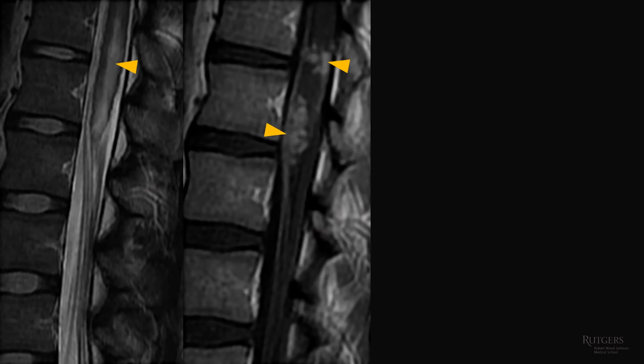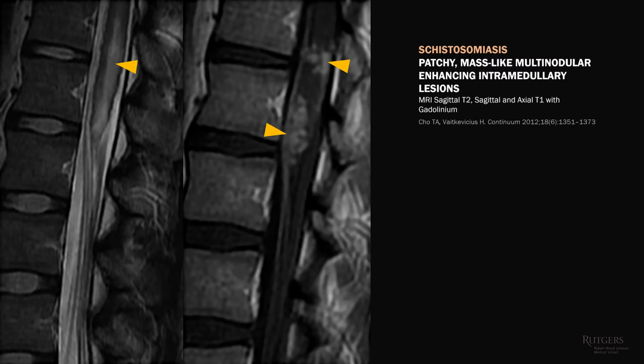This is the fifth type of MRI lesion seen in infections. Here we have a sagittal T2 and a sagittal T1 with contrast, showing patchy, mass-like, multinodular enhancing intramedullary lesions of schistosomiasis. Here is the enhancement on the axial slice.